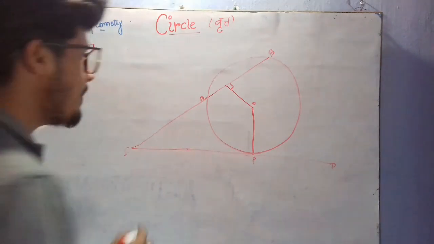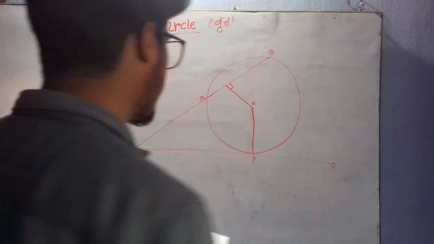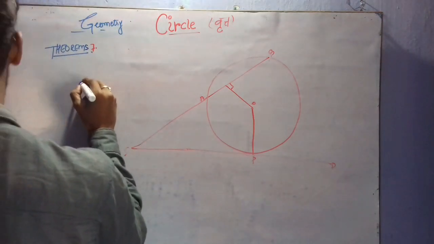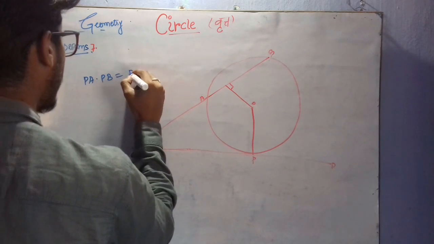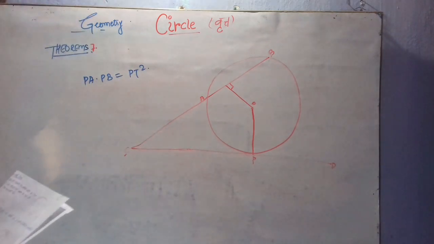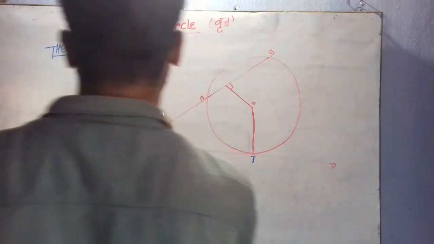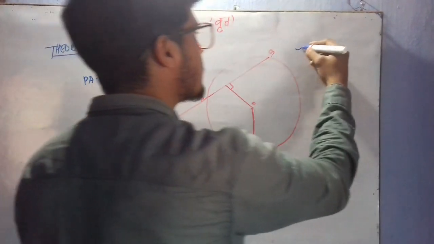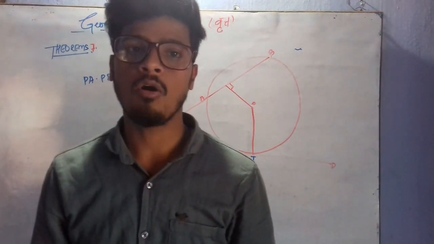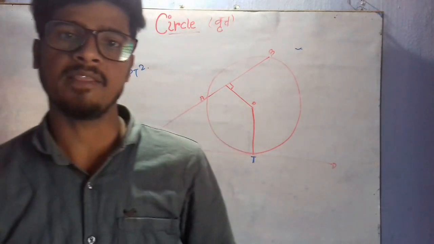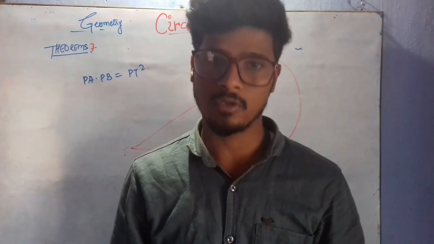So what equation will we have? We will have the equation that PA into PB equals PT square. What is PT? Let's take this T. So this is the equation. In this way you have seen that we have completed all the theorems of this circle, and in the next part we are going to solve a lot of questions related to these theorems of a circle. Thank you.